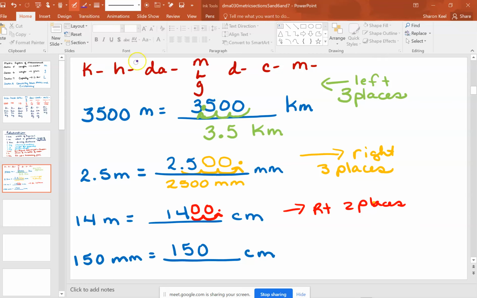If I'm going to go from millimeter to centimeter, I start here at milli. I'm going to move left 1 place. So if I start with the understood decimal here and go left 1 place, it's going to go between the 15 and the 0. So that would be 15 centimeters.